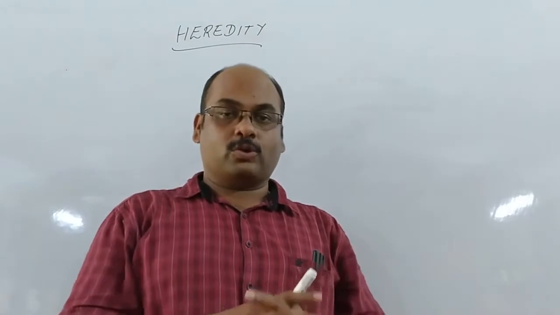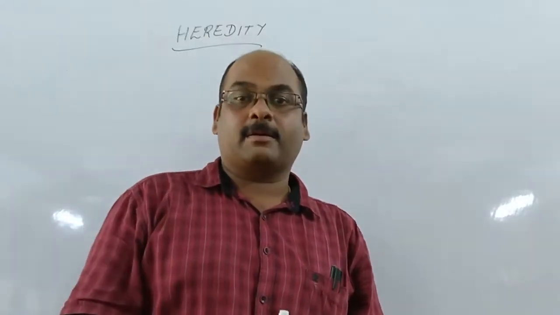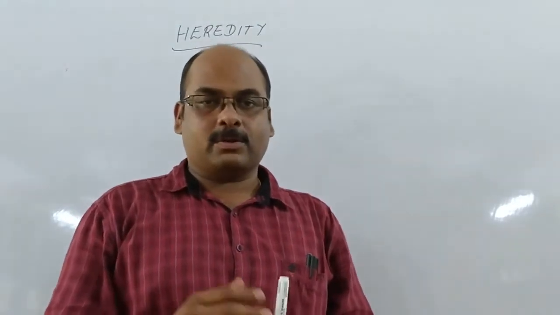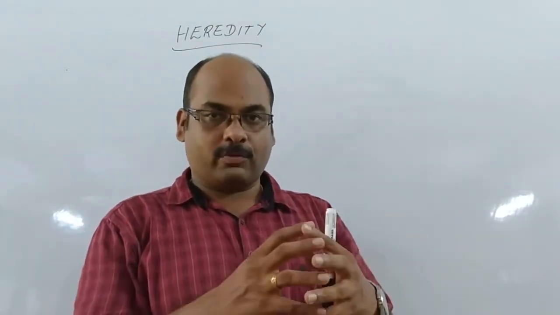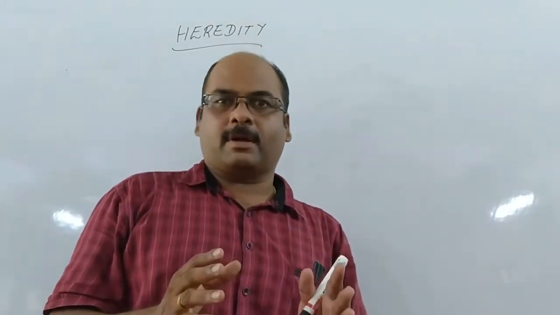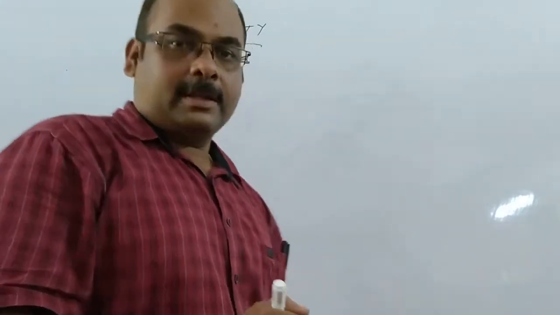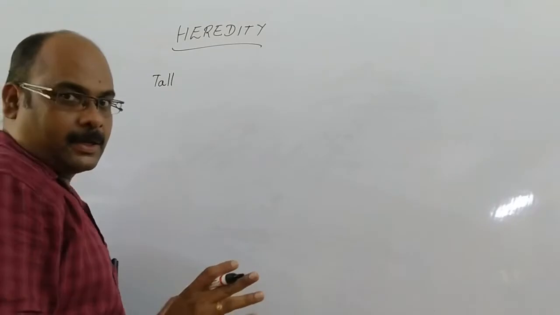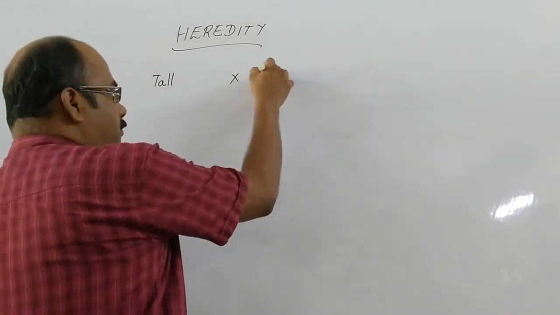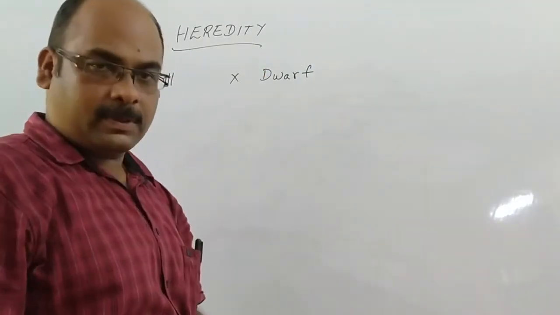So for that he crossed two Pisum sativum plants. He selected one plant as a male plant and another plant as a female plant. Okay, so we will do that crossing of two plants. Here we have to show only the genes, and we will consider only the gene for one character. Here we are taking the character as height. Height is the character, and one tall plant is crossed with a dwarf plant.